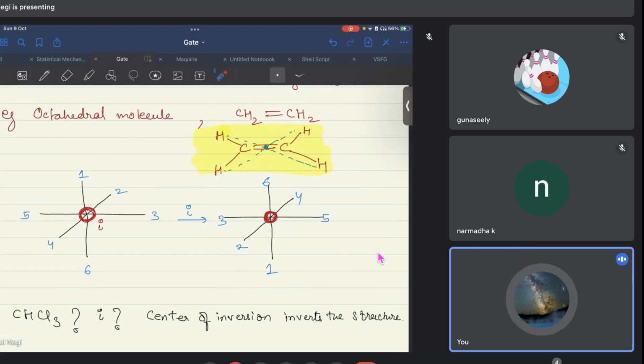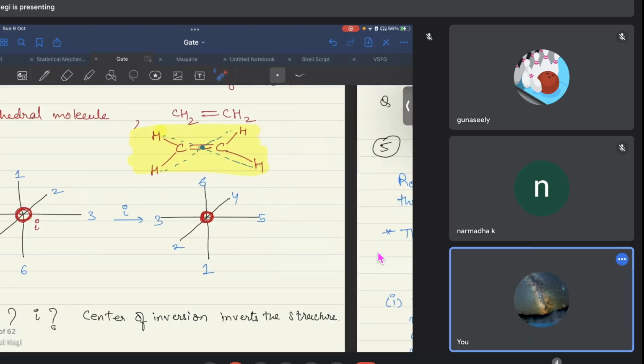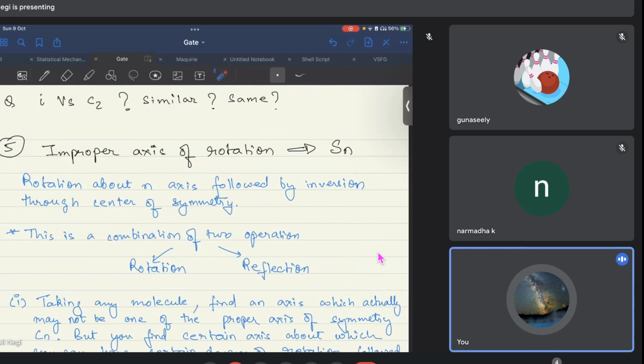Okay, so center of inversion, it inverts the structure. That is what we should keep in mind. Again, this is a nice problem that you can do. Is this I, which is center of symmetry, versus C2, are both of them similar, or are they the same? You can do this inversion I, and you can do C2 in the same molecule, and then see whether they will be similar, or the same, or very different, or totally different.